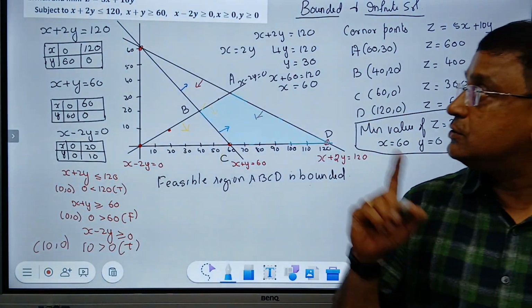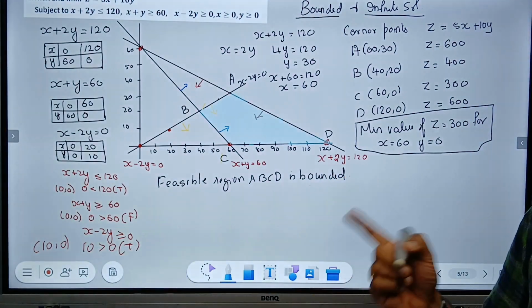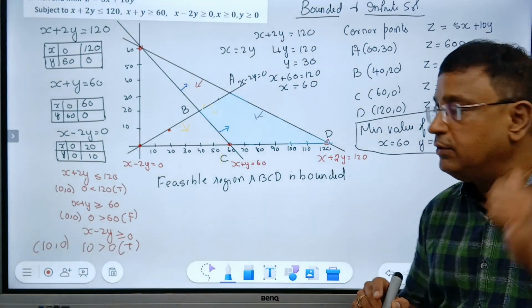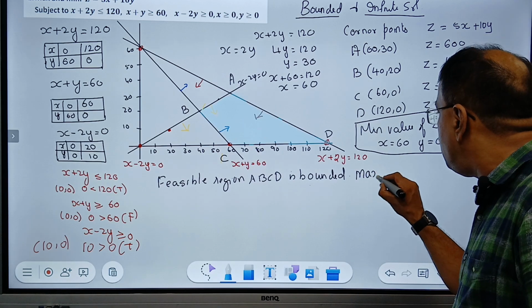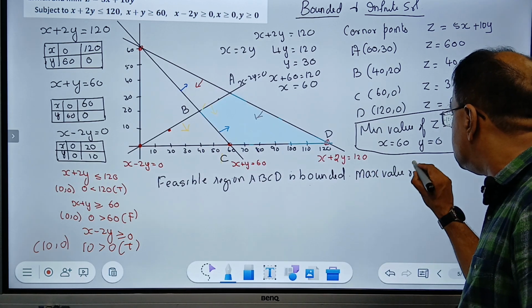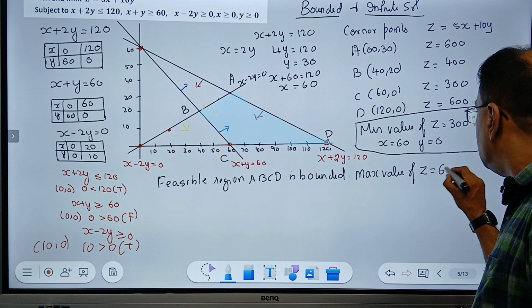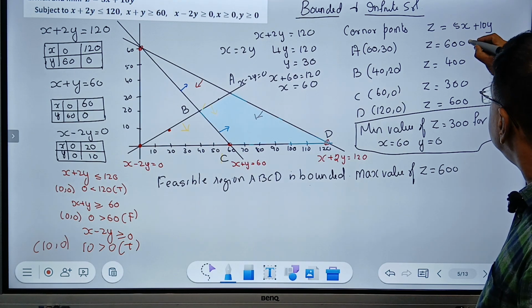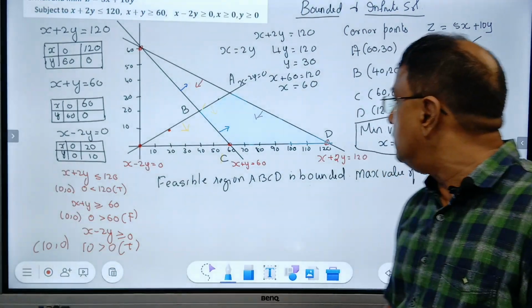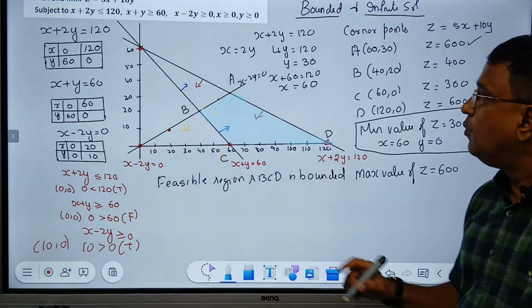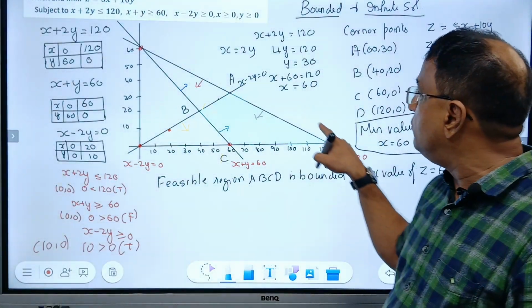But suppose they ask to maximize. For maximize, you have an issue. Look at the maximum value of Z. The maximum value of Z is 600. But unfortunately, you see 600 in two places. One is on vertex A, other one is on vertex D.